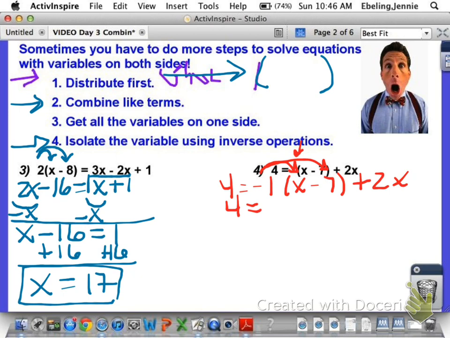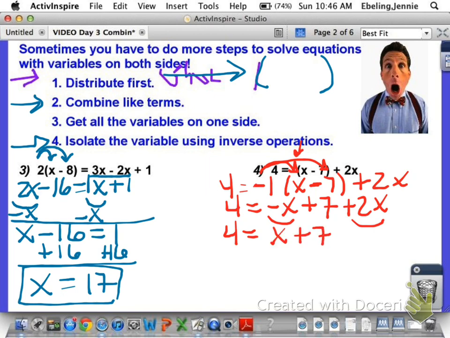I need to take that negative 1 times each piece inside the parenthesis. So I have this 4 equals negative 1 times x is negative x. I don't need to write the 1. Negative 1 times negative 7 is a positive 7 plus 2x. Once I take care of the parentheses using the distributive property, I notice I have 2 terms here that have the same variable, and they're on the same side of the equal sign. So since they're on the same side of the equal sign, I just add them up. Negative x and 2x is x, and bring my plus 7 down.